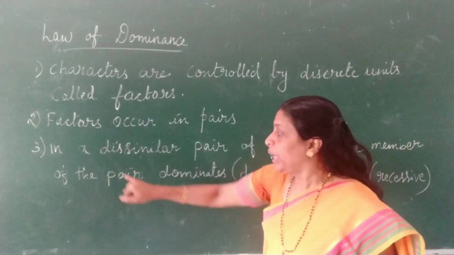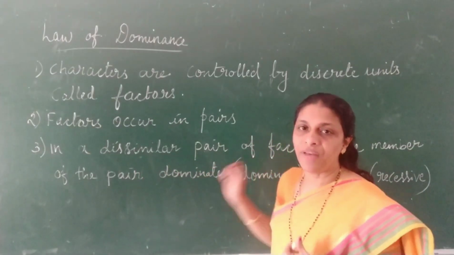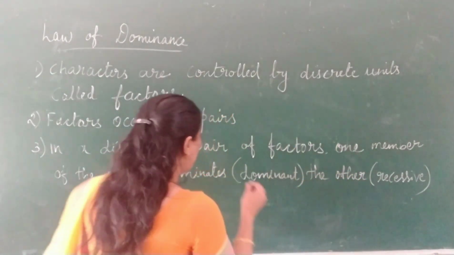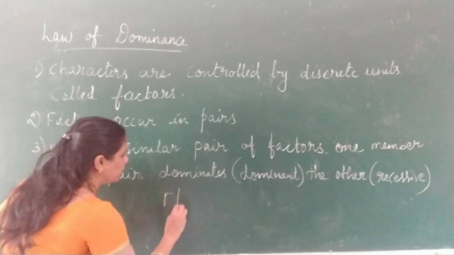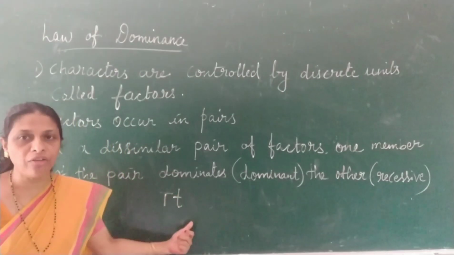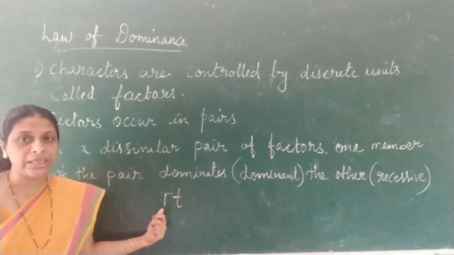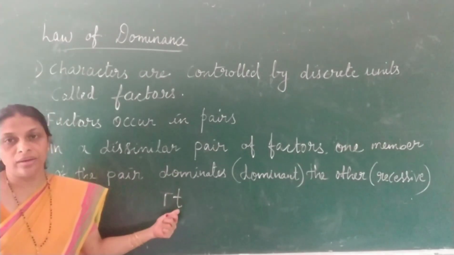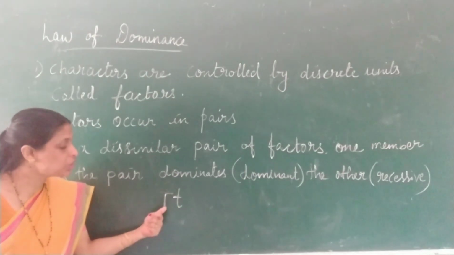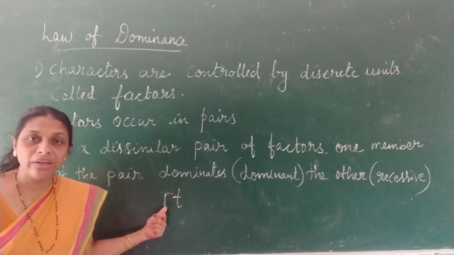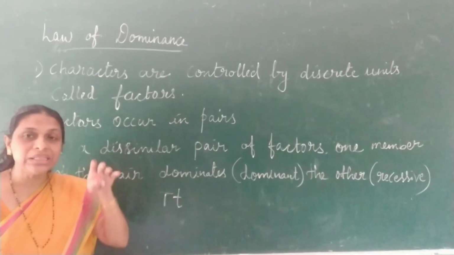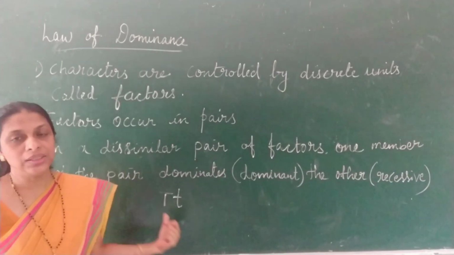And third one, in a dissimilar pair of factors, for example, capital T, small t. This is a dissimilar pair of factors. One member of the pair, that is in this case capital T, dominates the other one, that is small t. The one which dominates, that is called as a dominant factor, and the one which gets suppressed, that is called as the recessive factor.